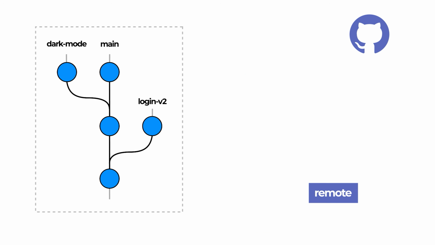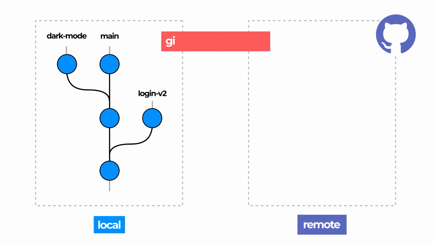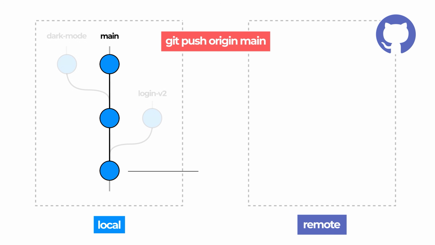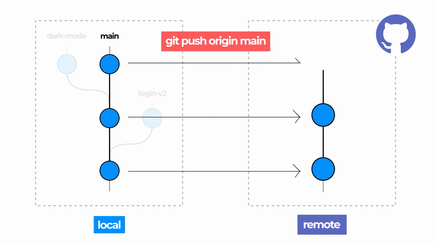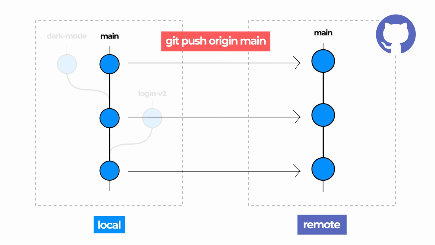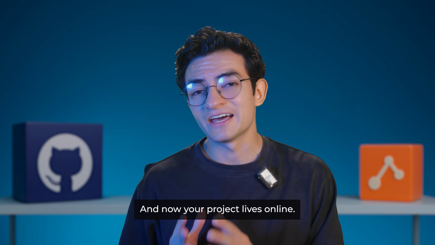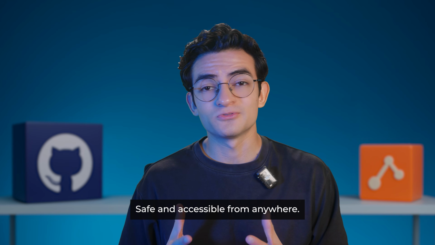Once the remote is set, we can finally send our local repo to GitHub using git push origin main. Push means upload the changes. Origin is the remote that we just connected, in this case, GitHub. Main is the branch we are sending. And now your project lives online, safe and accessible from anywhere.